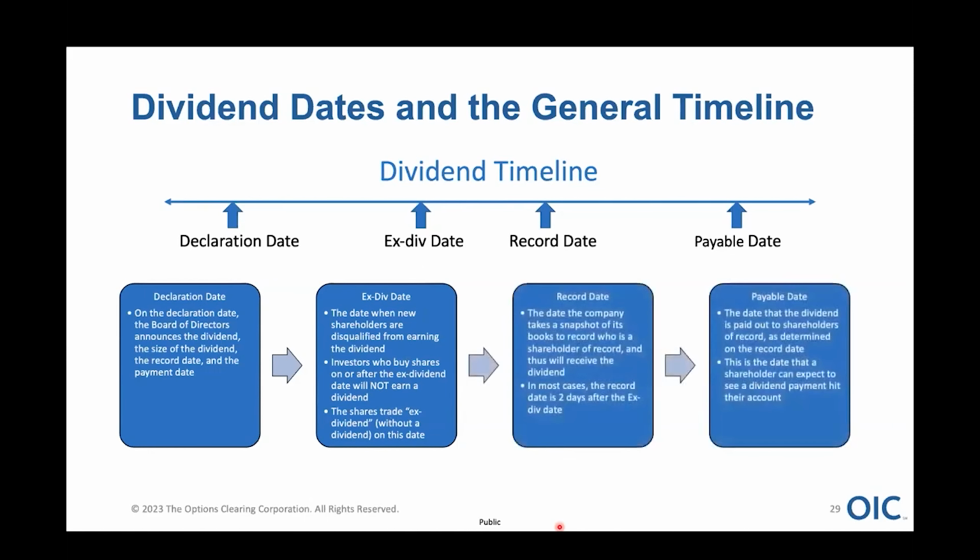Now, the record date is the date when the company takes a snapshot of all of its books and basically determines who's a shareholder and thus who will receive the dividend. So in most cases, the record date is 2 days after the ex-dividend date. Now, the payable date is the date on which the dividend should hit your account. And this is the date that you can expect to see it hit your account. And that is the payable date.